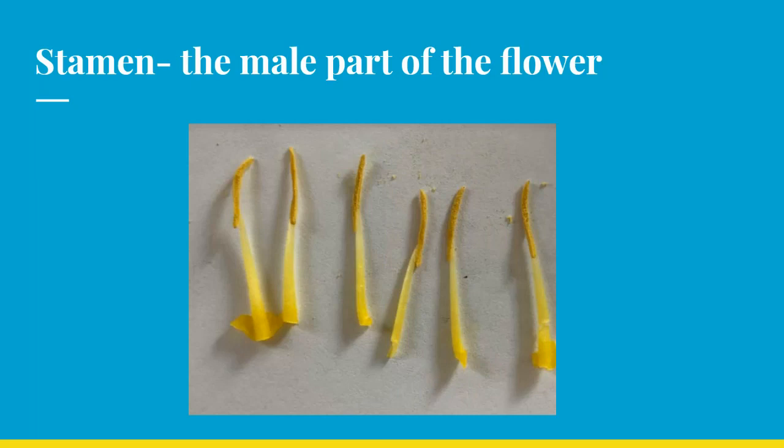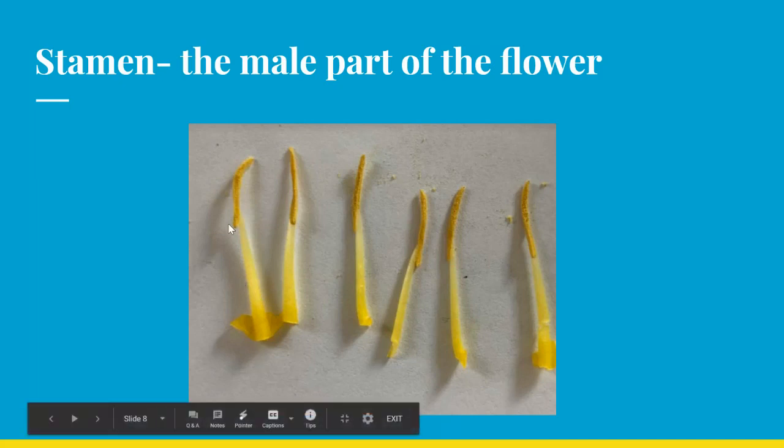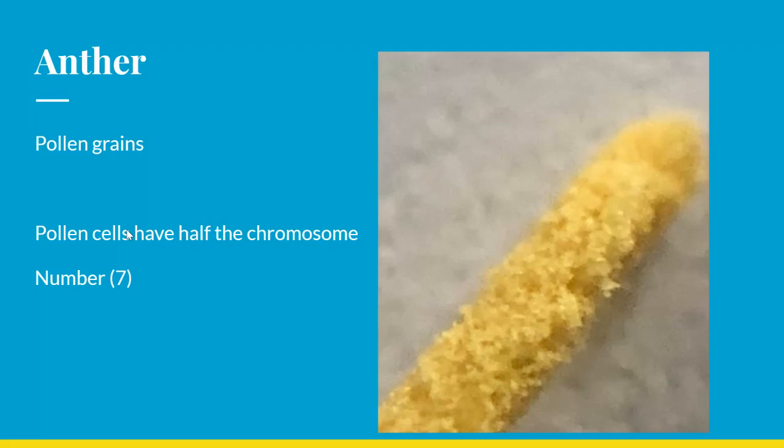So here's the stamens. I removed them from our flower here. This is the male part of the flower. At the top here is called the anther, and this part here is called the filament. Now, with daffodils, the anther is quite long in comparison to the size of the stamen, where in other species it's reduced. And if you look at the anther at the end there, you could see the pollen grains there.